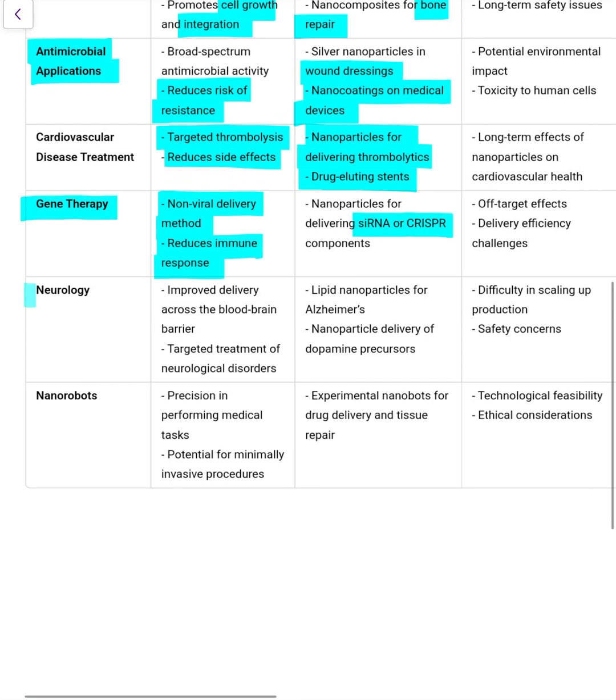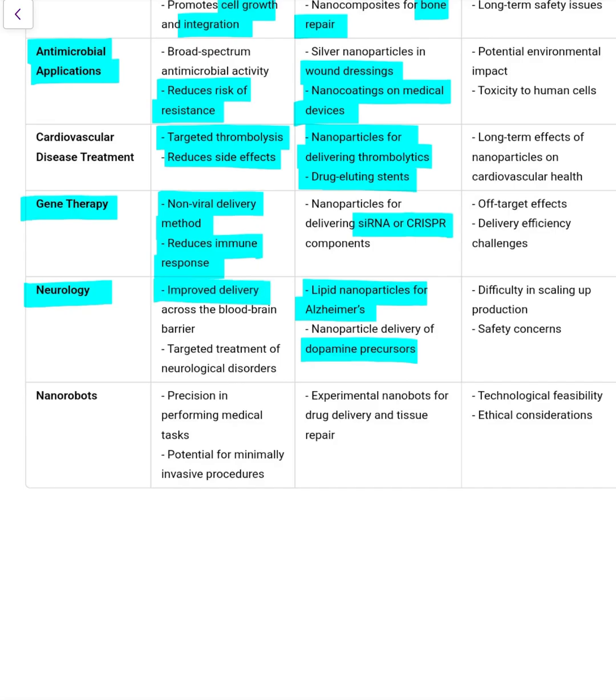Next is neurology. As I said, it can cross the blood brain barrier and directly deliver the drug to the specific tissue. That is, we are talking about the brain parenchyma, right? So for example, lipid nanoparticles are used for Alzheimer's disease, also dopamine precursors in Parkinson's disease, right? So it improves the delivery across the blood brain barrier and targeted treatment of neurological disorders.